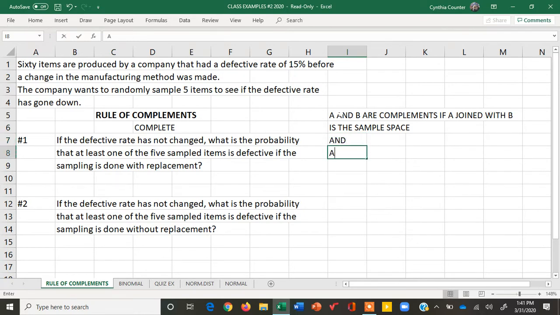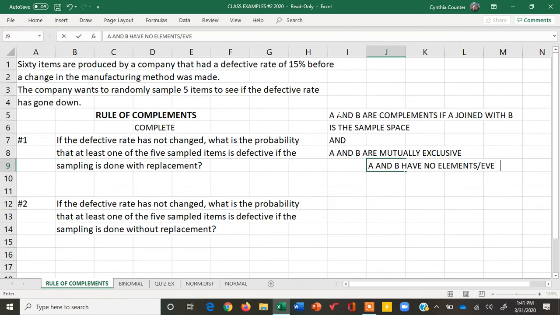And A and B are mutually exclusive. This means that A and B have no elements or events in common, right? To be mutually exclusive, A and B can have no elements in common.